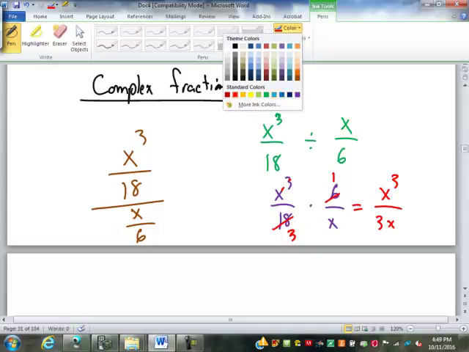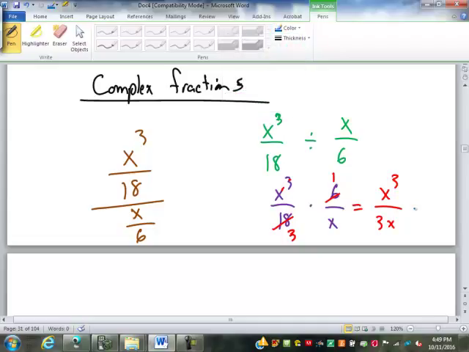We can still reduce. What can we reduce here? The x. Yeah, the 3 is going to stay on bottom. X to the 3rd and x, well, the bigger power is on top. So x is on top. 3 minus 1 is 2, so it's x squared over 3 is what that result is.